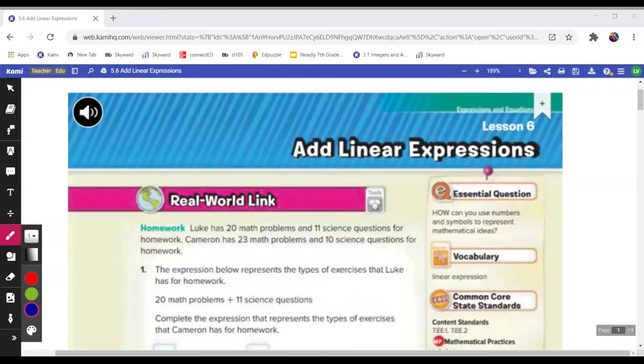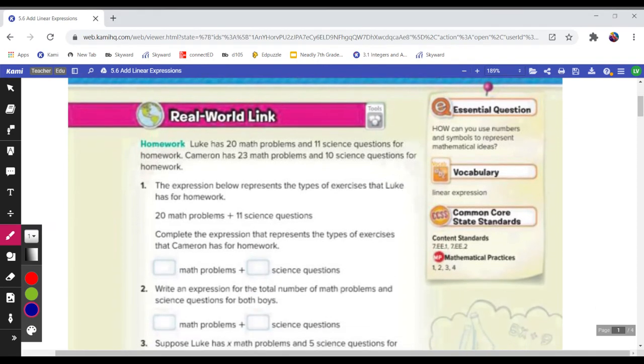Chapter 5, Lesson 6, Add Linear Expressions. Real World Link. Homework. Luke has 20 math problems and 11 science questions for homework. Cameron has 23 math problems and 10 science questions for homework.